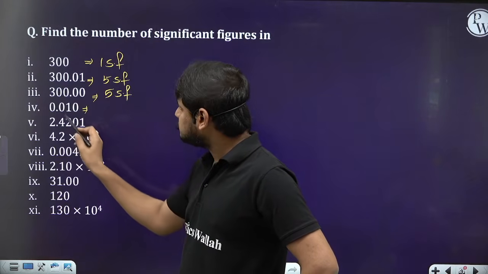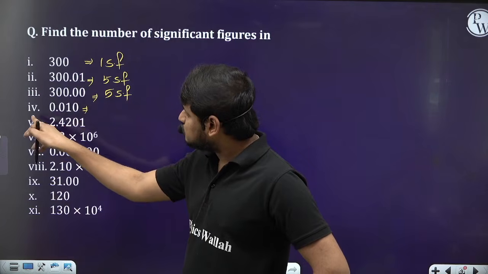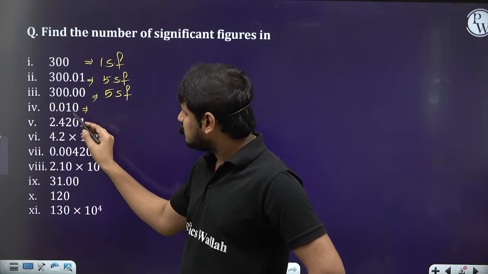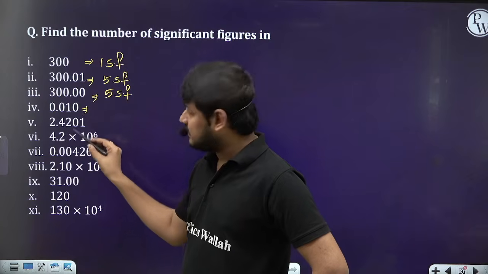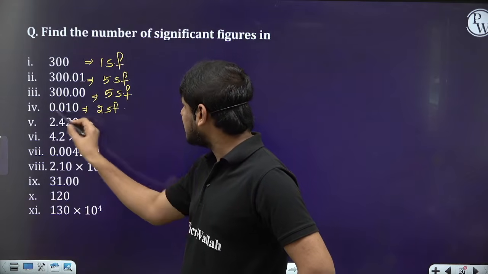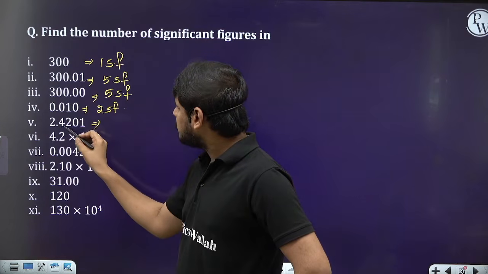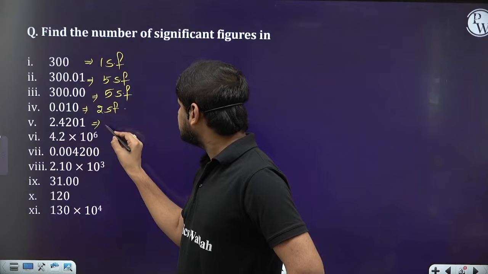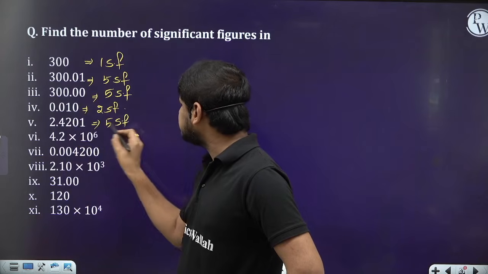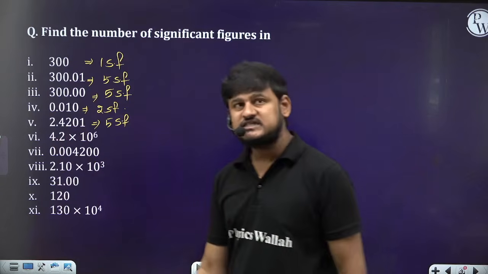So what about this one? The initial zeros are insignificant, whether before the decimal or after the decimal. But ending zeros are significant. So 1 and 0 are significant, and the 2 zeros are insignificant. So total 2. What about here? 1, 2, 3, 4, 5. So 5 significant figures. This 0 is trapped between two significant figures, so that's why it is significant.